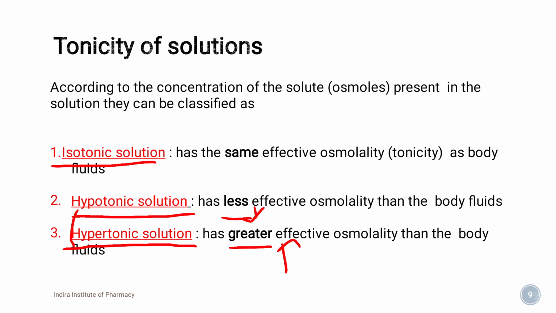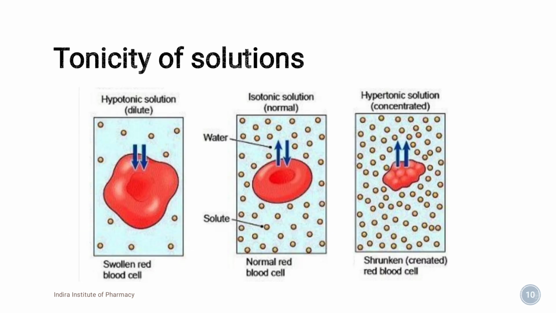Isotonic we'll see in the diagram. An isotonic solution has the same effective osmolarity as the body fluid, whereas a hypotonic solution has less effective osmolarity than the body fluid. Hypertonic has greater effective osmolarity than the body fluids. Now if we keep red blood cells, usually this concept is always explained with the help of red blood cells.